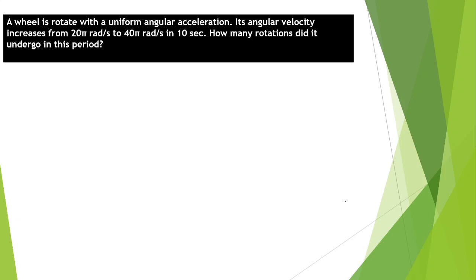Just try to understand what the question is here. The wheel is rotating with uniform acceleration. That means alpha is constant. Alpha is not changing. And angular velocity increases from, that means the angular velocity was omega 1, or you can write omega naught, that was 20 pi, and omega will be 40 pi. It was radian per second, and it was also radian per second, right?